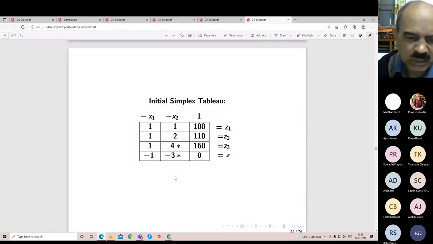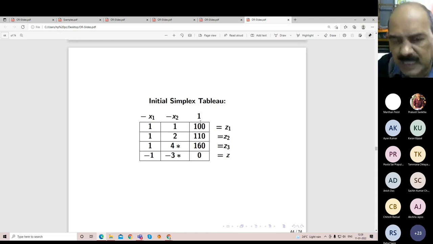Now we'll take the positive ratio in this manner. 100 divided by 1, the ratio is 100. 110 divided by 2, 55. 160 divided by 4, that is 40. How will we take the positive ratio?